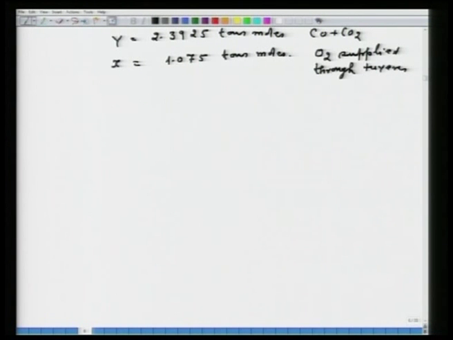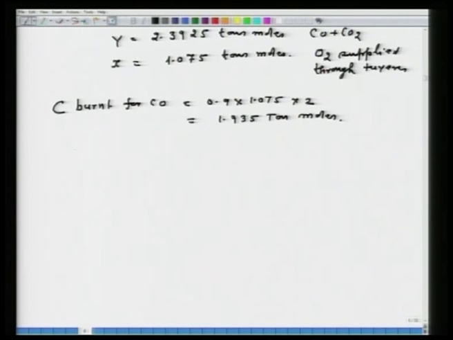So, oxygen from here, whichever way you want to understand. Now I have to find out carbon burnt for CO, that will be equal to 0.9 into 1.075 into 2. So, carbon burnt to CO will be 1.935 ton moles. And carbon burned for CO2 will be 0.1075 ton moles.